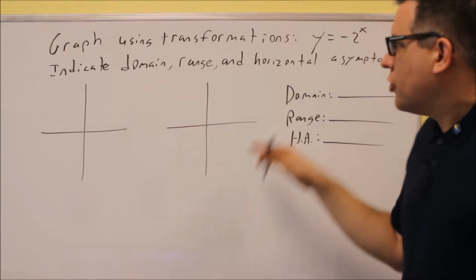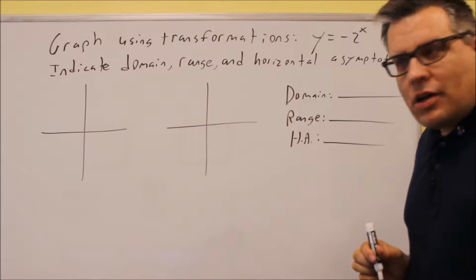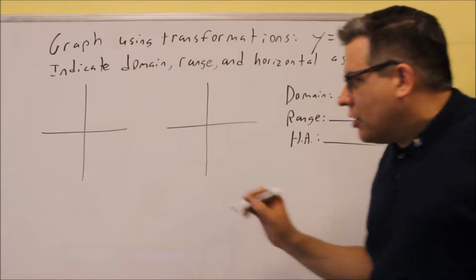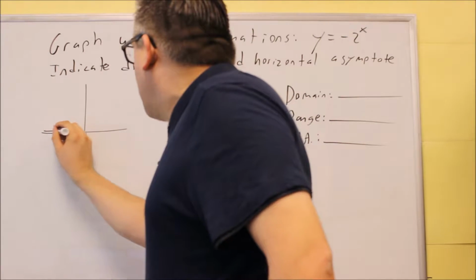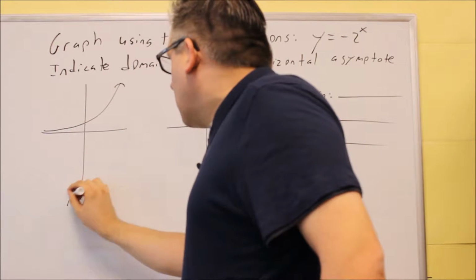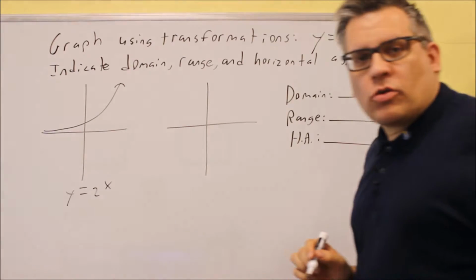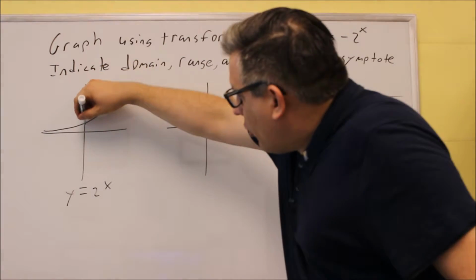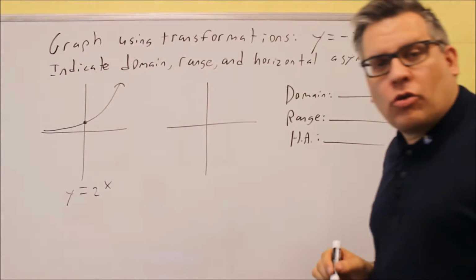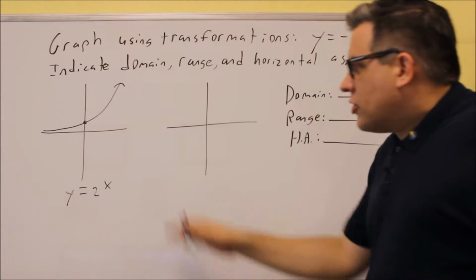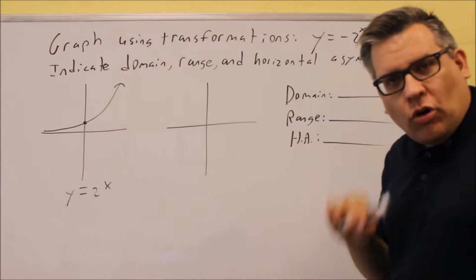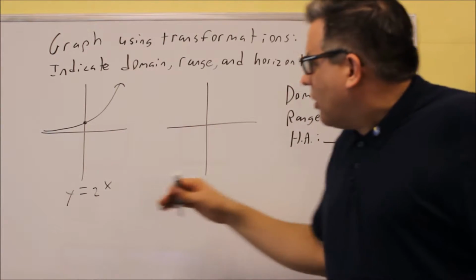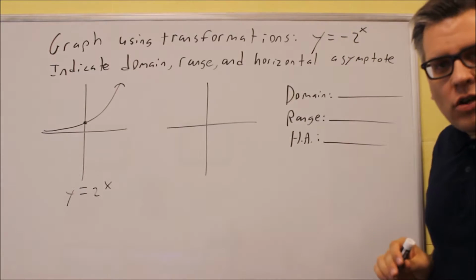So first, when we're doing transformations, I'm going to start out by drawing the base graph. The base graph that we're going to look at is y equals 2 to the x. Now that one, we talked about before, that's going to go through (0, 1). So this is the same graph that we plotted earlier. Now we're taking it and we're going to put a negative in front.